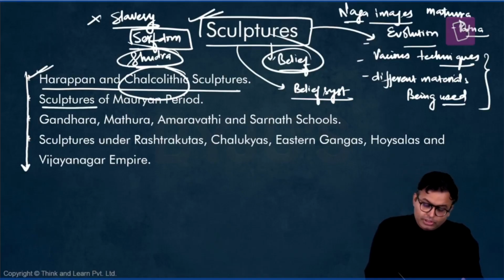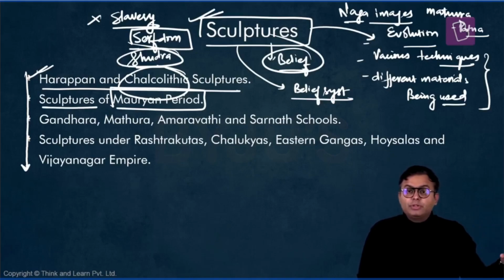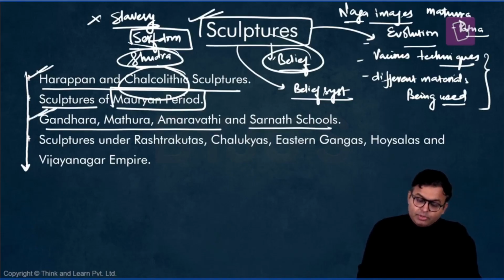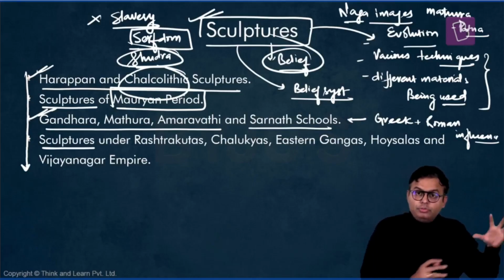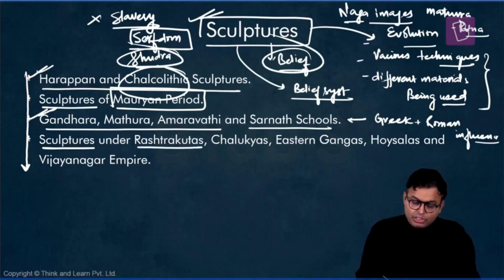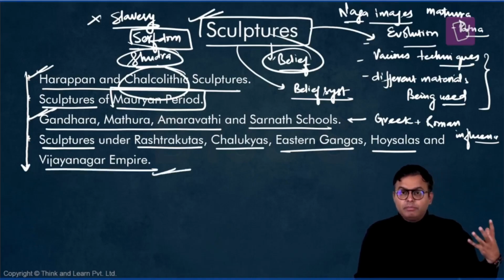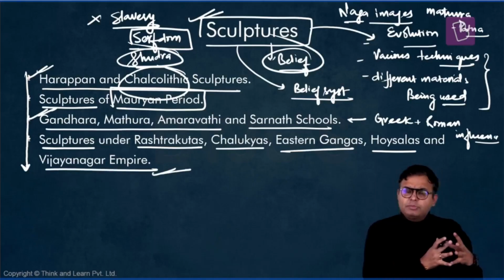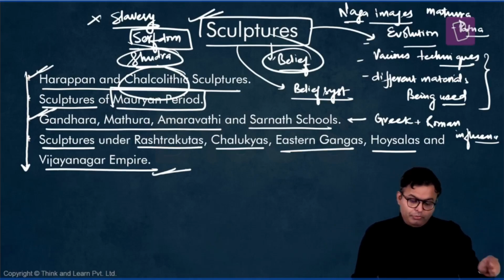Then the sculptures of the Mauryan period. Here we will be discussing not only the state art, court art, but also popular art. Then Gandhara, Mathura, Amravati, and later the Banaras school of art, where we find distinct Greek and Roman influence. And then the sculptures as a part of architecture in the temple walls: Rashtrakuta, Chalukyas of Badami, Eastern Gangas, Hoysalas, and Vijayanagar, Yali Stamba. So we understand how sculpture has evolved and developed, and it reflects an independent school of non-performing arts.